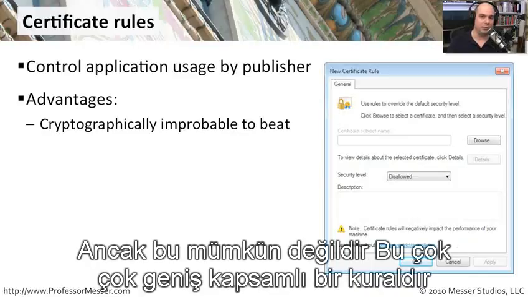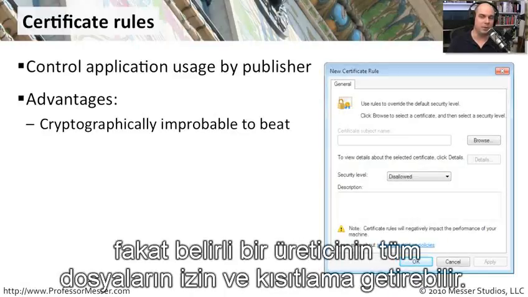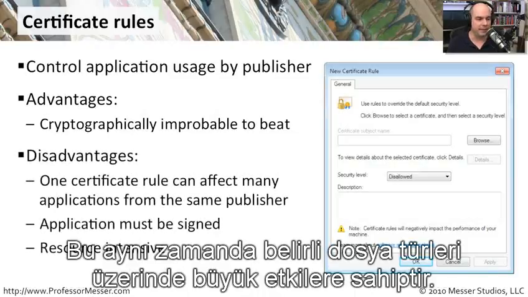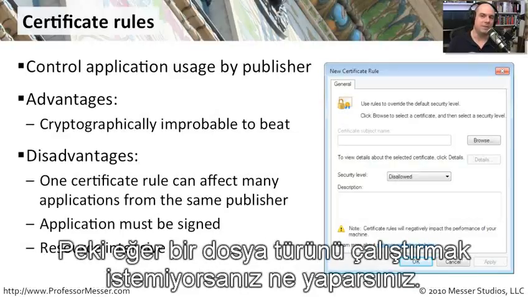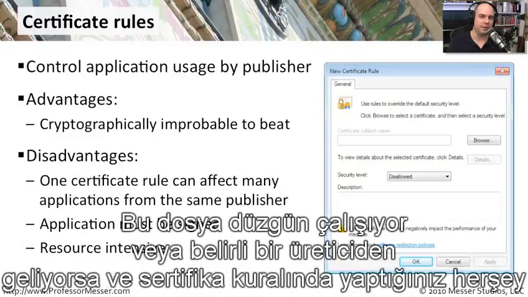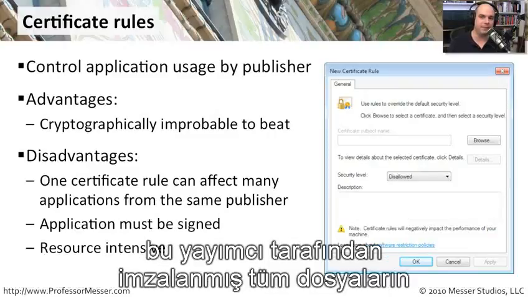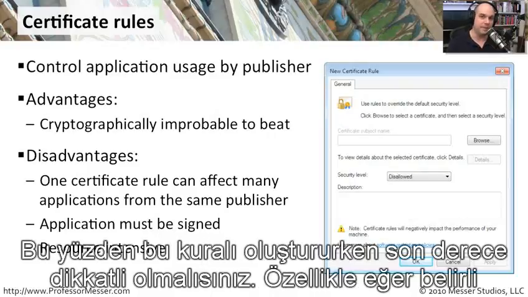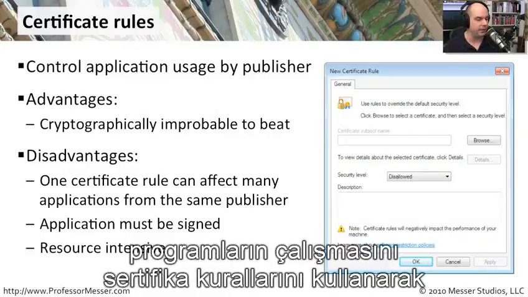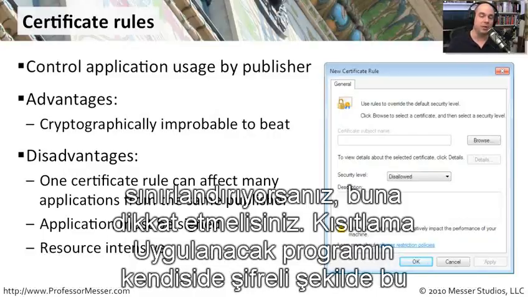This is a very, very broad rule, but it certainly allows you in one fell swoop to allow or disallow certain manufacturers' files from running. But this also means that you can have a large effect over a certain file type. What if there's a certain file that you did not want to run properly or run from a certain manufacturer, and all you have is a certificate rule? Well, that's too bad. Every file that's signed by that particular publisher is not going to run on your environment. So you have to be very careful when you're setting this, especially if you're restricting certain programs from running with a certificate rule. The application itself also must be cryptographically signed by that publisher.